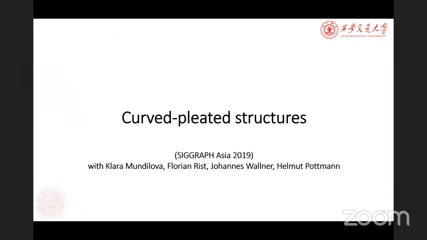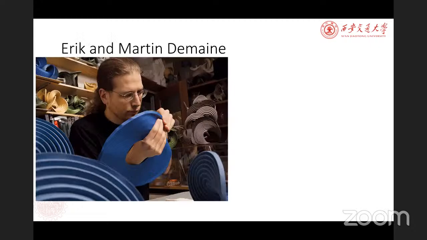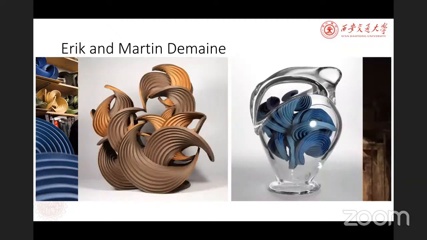Next, I will introduce curved pleated structures. I consider it as origami-related and also developable-surface-related work. Our work was motivated by discrete differential geometry and inspired by curve folding art, such as shown here by Erik Demaine and his father, Martin Demaine. Here, the curved pleated structure is a kind of origami with zigzag curve folds.